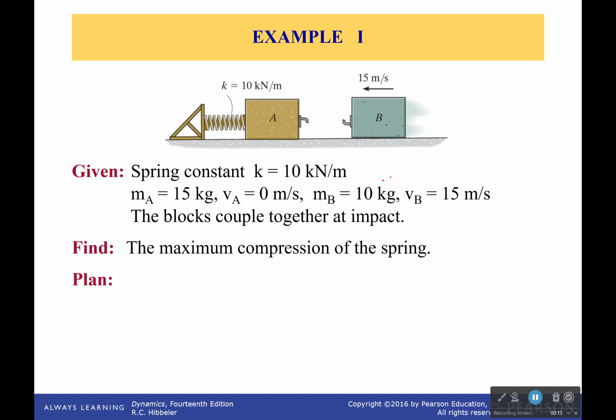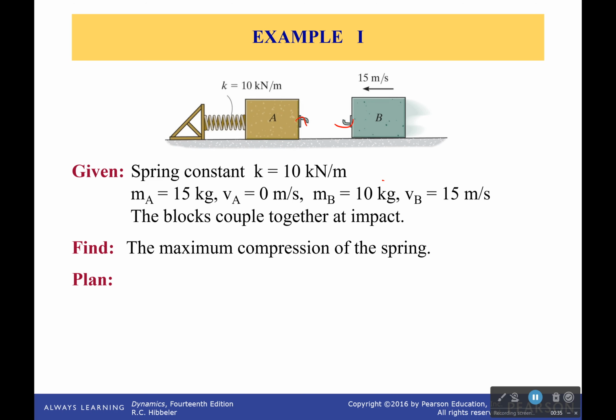The mass of box A is 15 kilograms, and it's not moving initially. The mass of box B is 10 kilograms, and it has a velocity of 15 meters per second to the left. What we'll see right here is these little latches, they're going to cause the boxes to couple together on impact. They're going to stick together as one body. What we want to know then is the maximum compression of the spring.